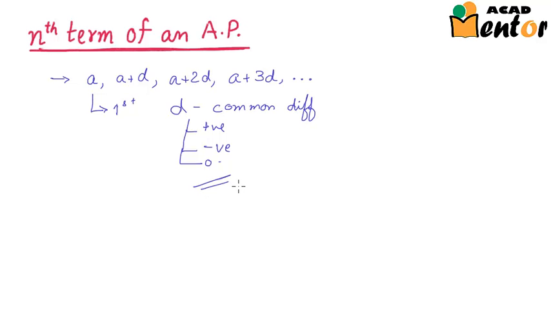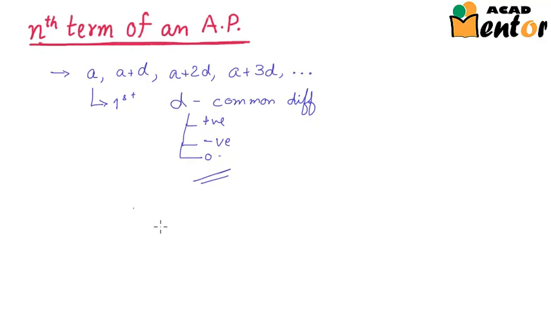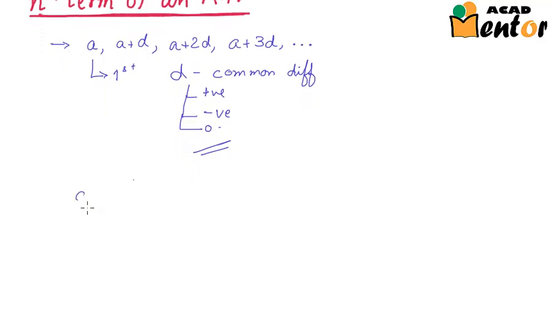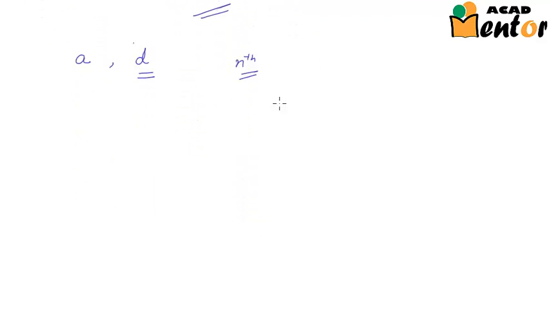Now building on from there, we'll talk about the nth term of an AP. The nth term is nothing but a generalized term of an AP. Say we are given the first term a and the common difference d of any AP, and we are asked to find out the nth term. How can we do this? Let's look at it with an example.